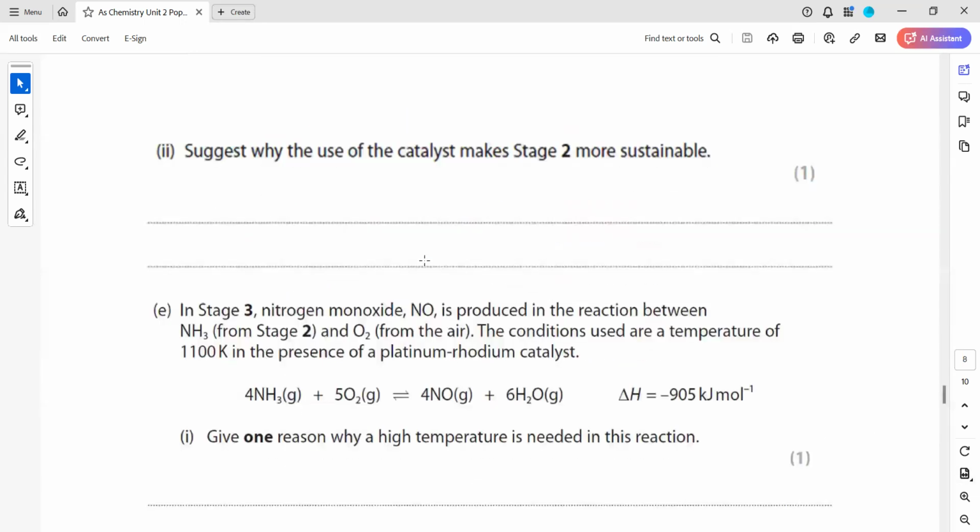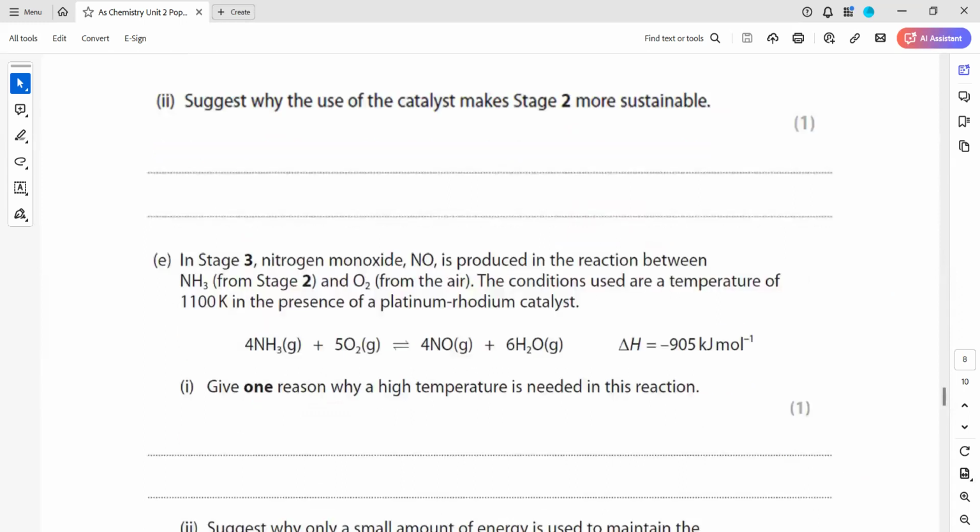Suggest why use of a catalyst makes stage 2 more sustainable. So if you use a catalyst, what is the advantage? It will increase the rate of reaction. As it increases the rate of reaction, we need less energy, because a sustainable reaction means one that can be carried out with low energy. So if you use a catalyst, the rate of reaction will be higher and it reduces the cost.